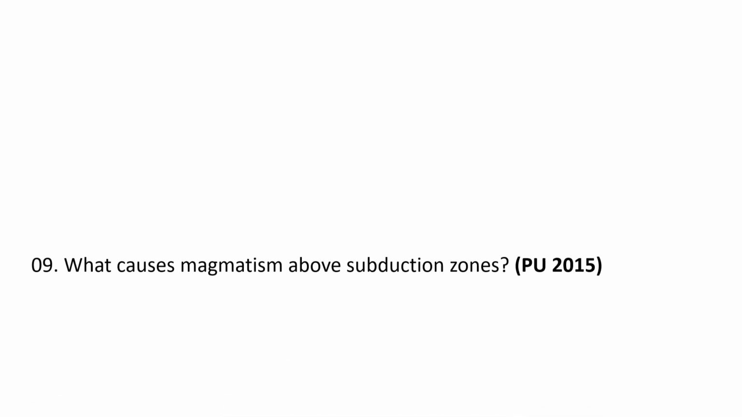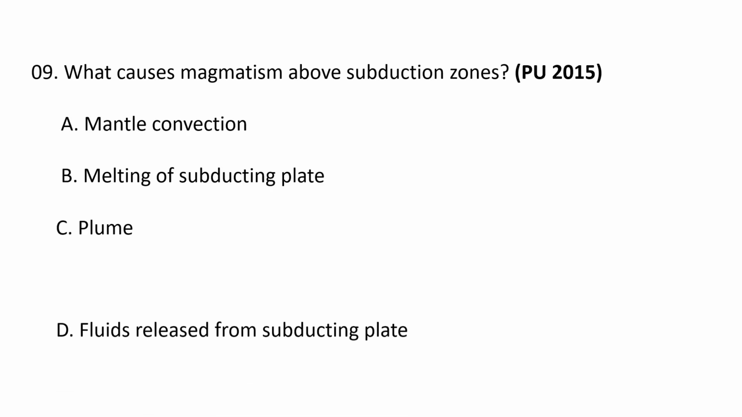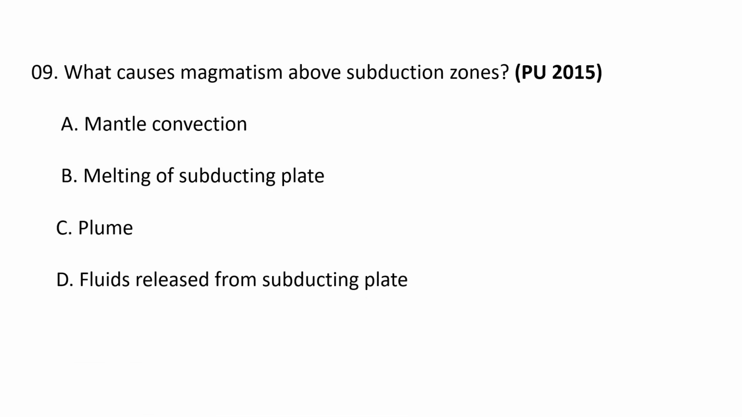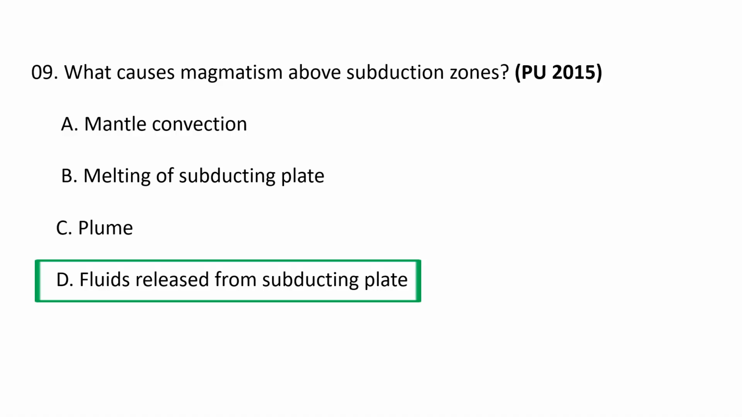Next question. What causes magmatism above subduction zones? A. Mantle convection, B. Melting of subducting plate, C. Plume, and D. Fluids released from subducting plate. So the correct option is D. Fluids released from subducting plate. Magmatism above subduction zones is primarily caused by release of fluids, especially water, from the subducting plate, which lowers the melting temperature of the overlying mantle, leading to partial melting and magma formation. So fluids released from the subducting plate cause magmatism above subduction zones. D is the correct option.